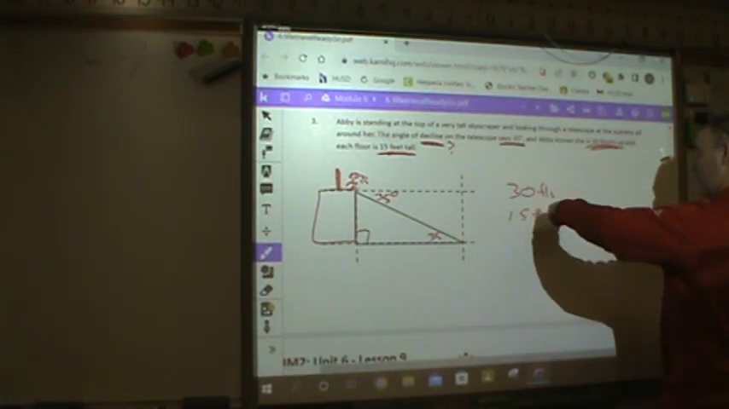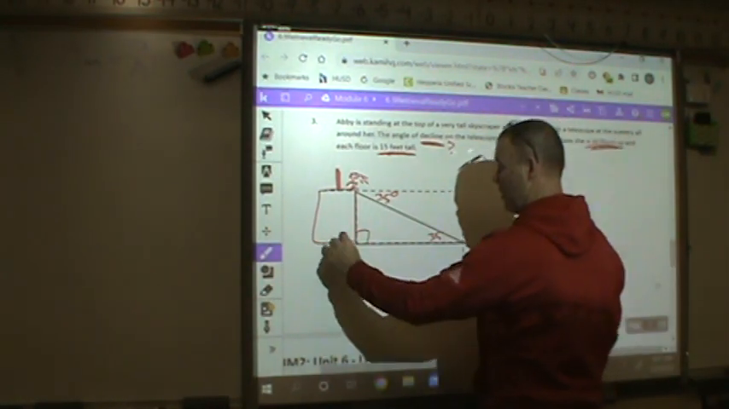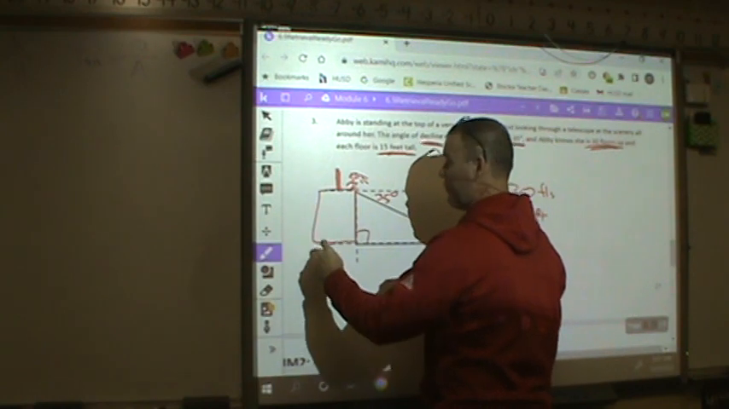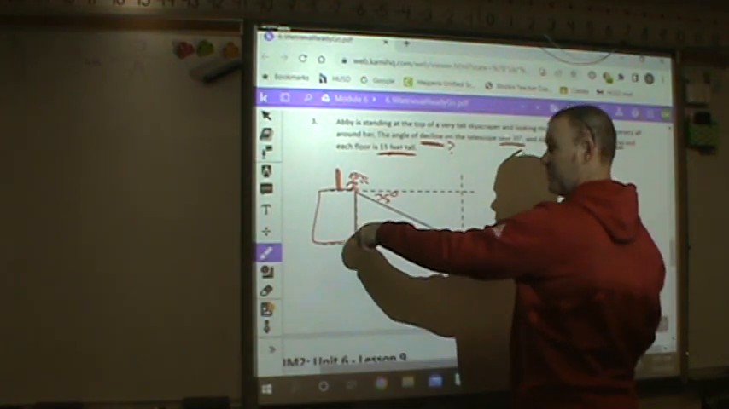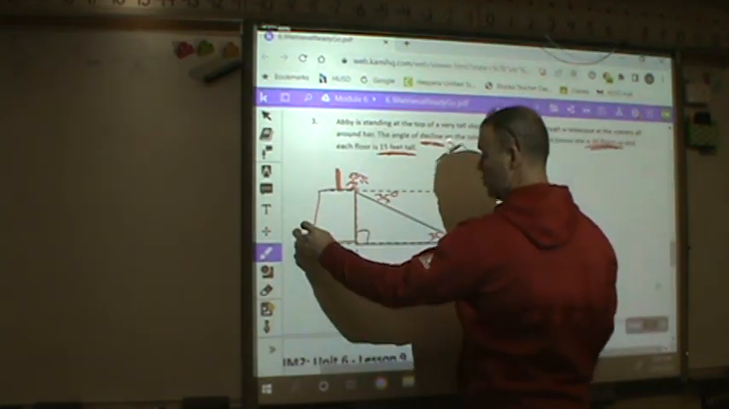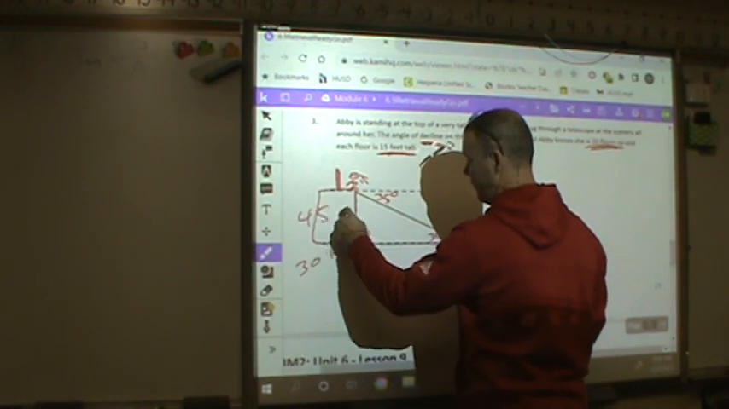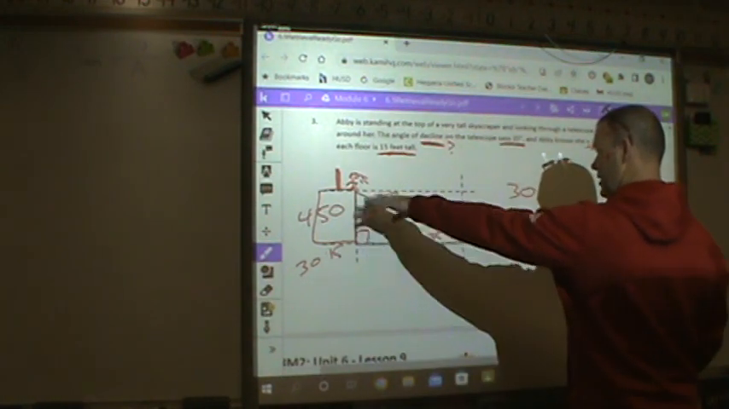Well, this allows me to find the overall height of the building. Remember, if you go up one floor, you're 15. You go up two floors, you're 30. You go up three floors, you're 45, and so on. Who wants to count 15 plus 15 plus 15 when you can multiply 30 times 15 and get 450? So that's how tall the building is.